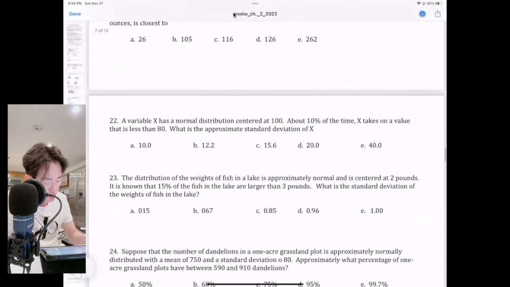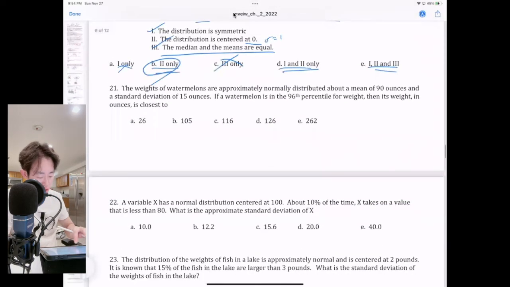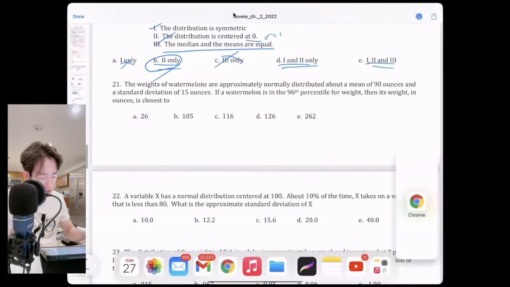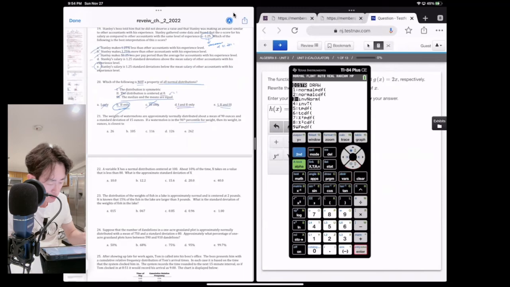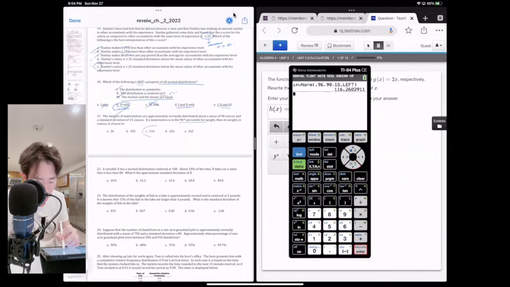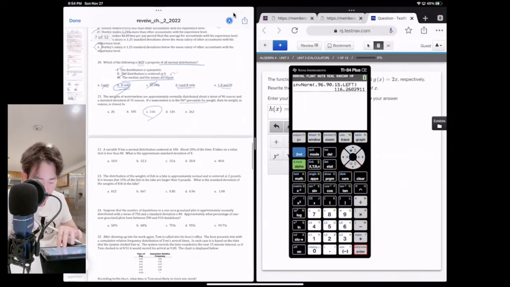The rest of the questions here are very, very simple. They're all a bunch of calculator questions. I'm just going to type this away. So the mean is 90, and they give you the 96th percentile and the standard deviation. So first, let's do inverse norm, 0.96, with the mean of 90 and a standard deviation of 15. Yep, 116 and 21 is C, definitely.